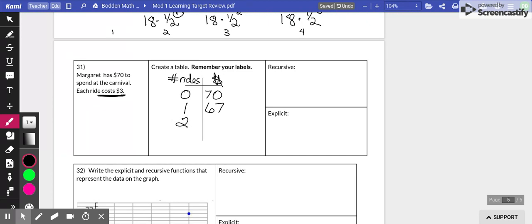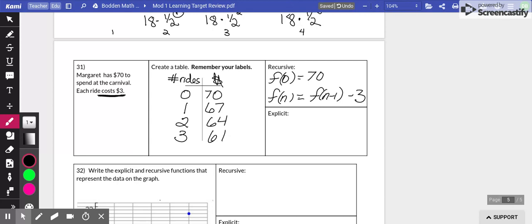She goes on 2 rides, that's going to cost her another $3, $64. 3 rides is going to cost her another $3, and so on. So the recursive formula would tell us f of 0 is 70. And to find any term, we would take our previous term, f of n minus 1, and we're going to subtract 3. So we keep subtracting 3 every time.